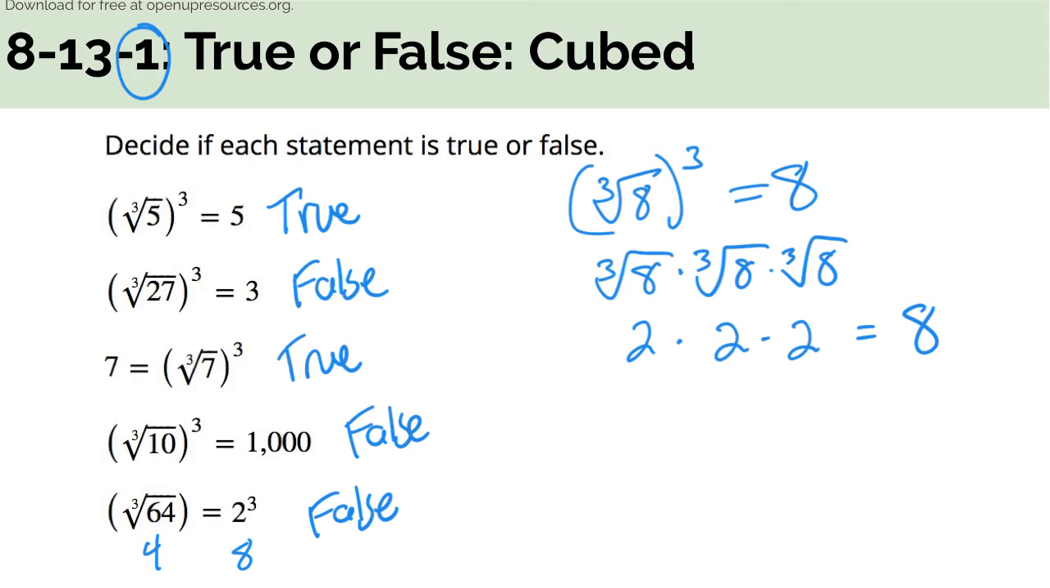Here's the answers for true or false. I just want to talk about this last one. It's easier on this one if you simplify both sides. The cube root of 64 is 4, and 2 cubed is 8, and so those two things are not equal, so it's false.